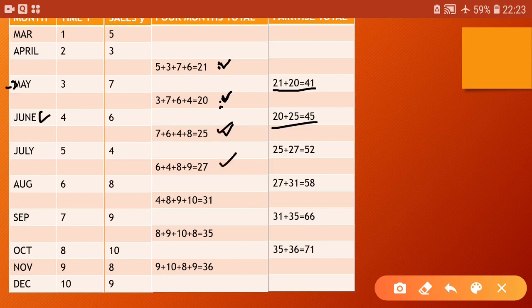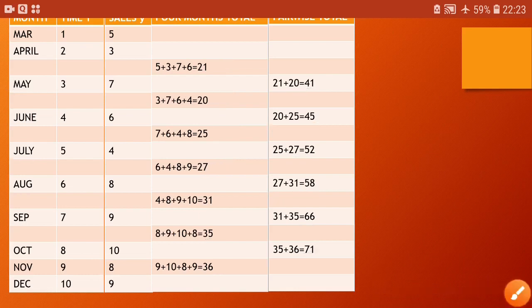25 plus 27, so it's 52, and you can see 52 is opposite to the July. Then 27 plus 31, 58, and you can see 58 is opposite to August. 31 plus 35, 66, opposite to September. 35 plus 36, 71, opposite to October. In this also, first 2 blank, March, April, second 2 blank, November, December.